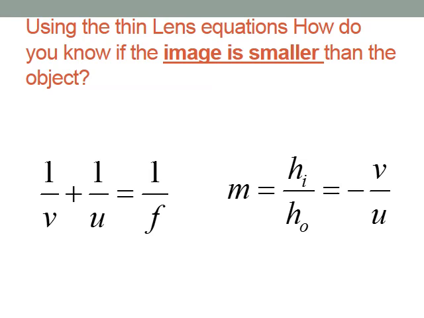Now the last question: using the thin lens equations, how can you know if your image is smaller than the original object? This one has a plain and clear answer, which is that hi should be smaller than ho. But there's another way as well: the magnification will be a value less than 1. Any number less than 1 means the image is smaller. If it's bigger than 1, that means the image is taller than the object.